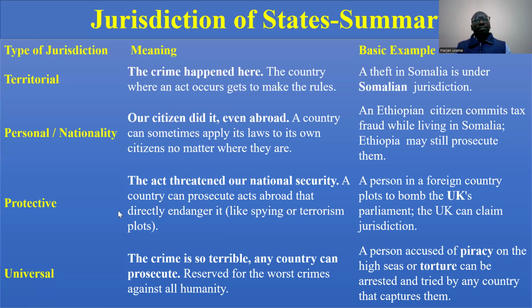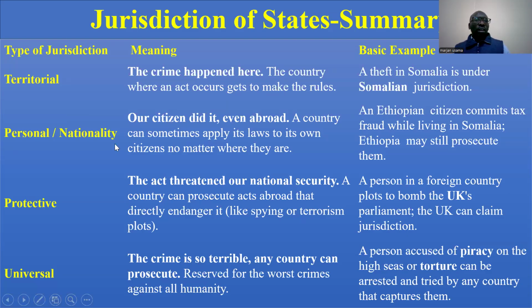So this is a summary of the jurisdiction. We have the territorial. The crime happened here in Somalia. So the country where an act occurs gets to make the rule. It happened in Somalia. We are the ones who are going to decide.